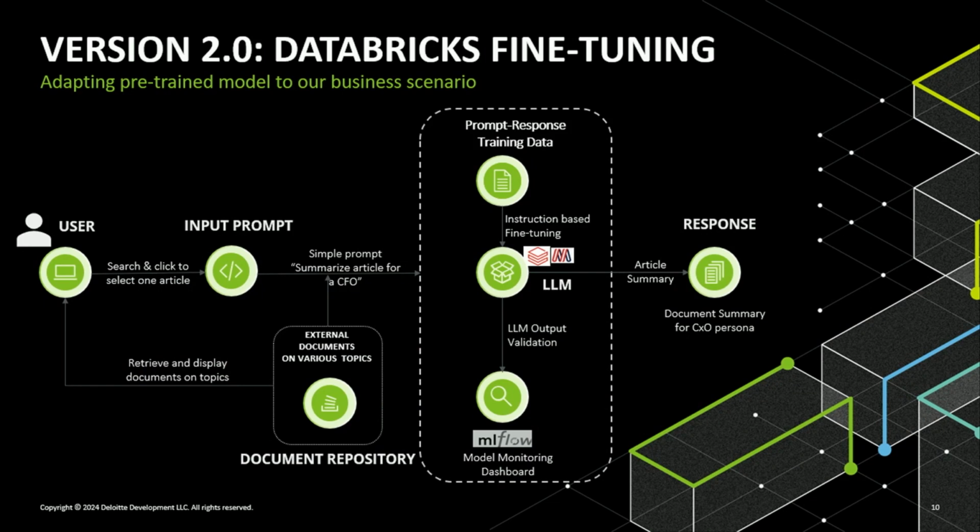Now, version 2 starts very similar to version 1, where you have your user coming in and selecting the article that needs to be summarized. But now, instead of appending a long, complex, multi-step prompt, we send the article with a simple prompt, something like "summarize this article for me," to a fine-tuned LLM. And in our case, that was Mistral 7B.